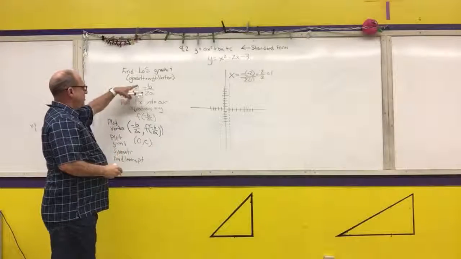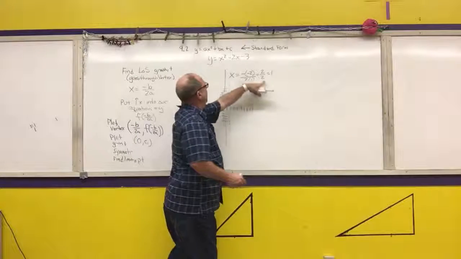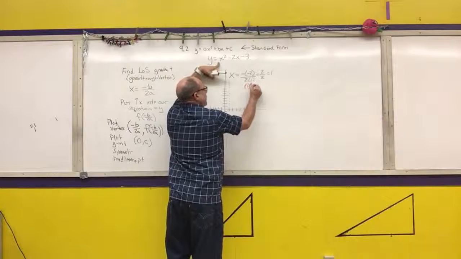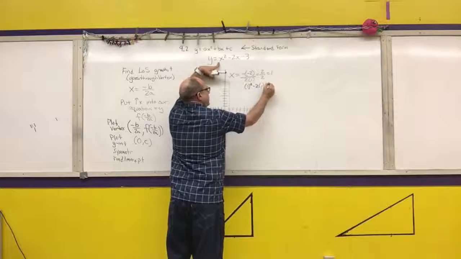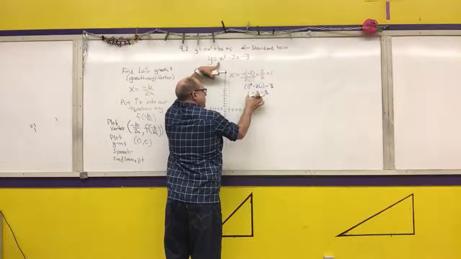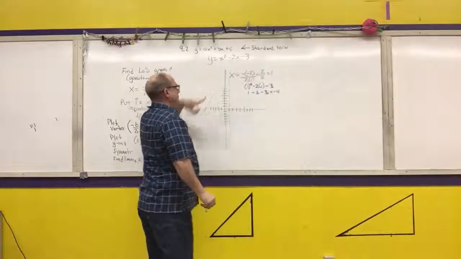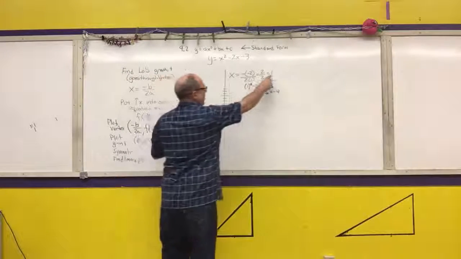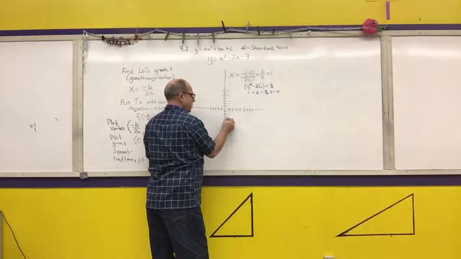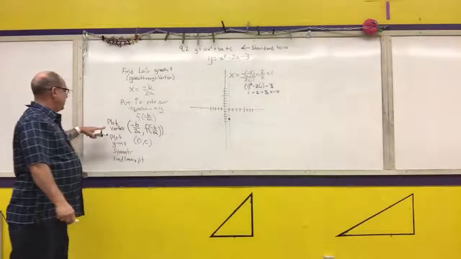Next thing I'm going to do is put this number into my original equation. I'm going to put a 1 in for x. So I have 1 squared minus 2 times 1 minus 3, which is 1 minus 2 minus 3. That's negative 1 minus 3, which is negative 4. So I'm going to plot the point 1, negative 4. So that's plotting the vertex.